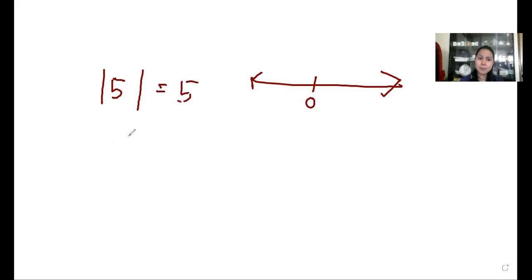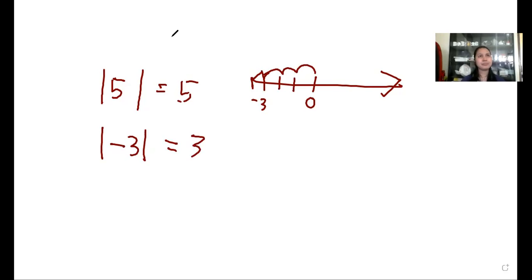And if we have the absolute value of -3, now we ask, how far is -3 from zero? That's 1, 2, 3 units. So the absolute value of -3 is always +3.